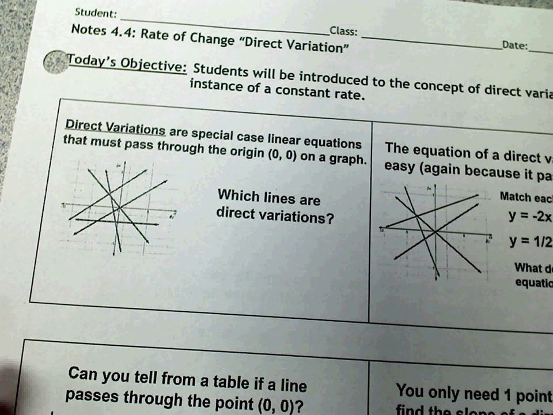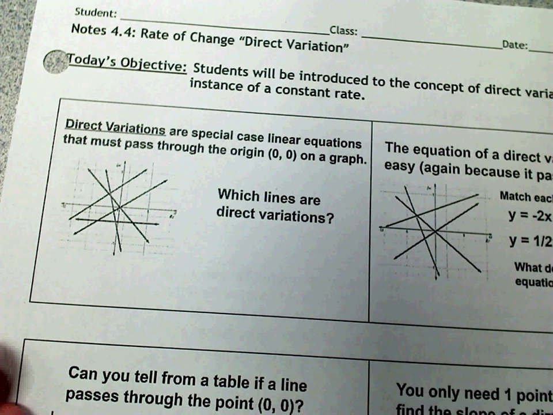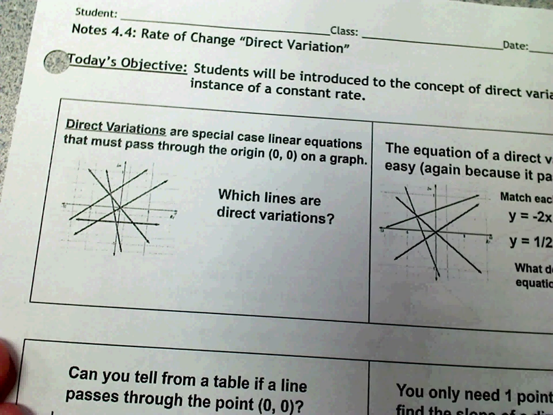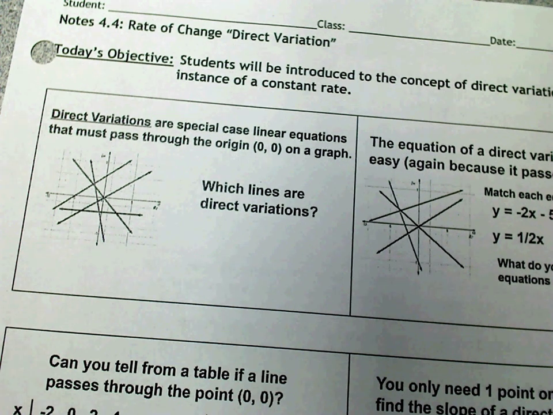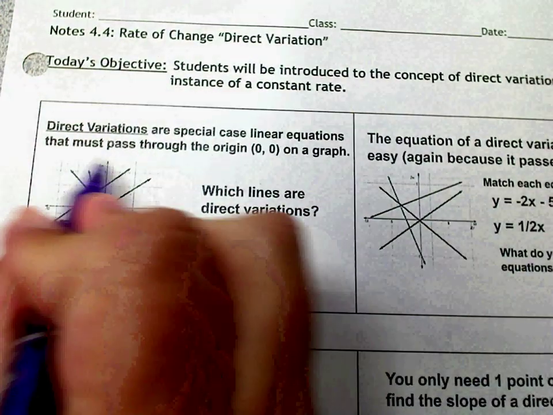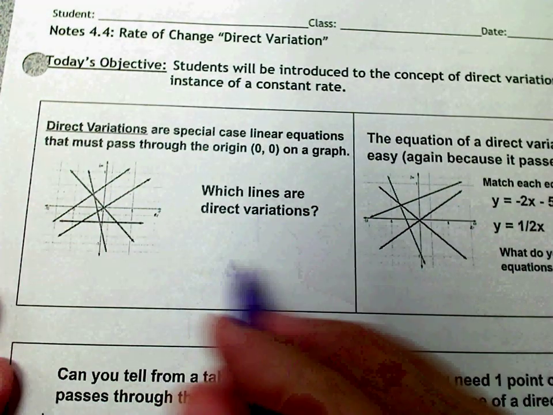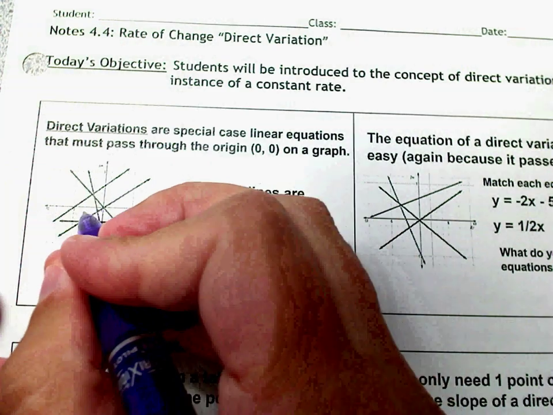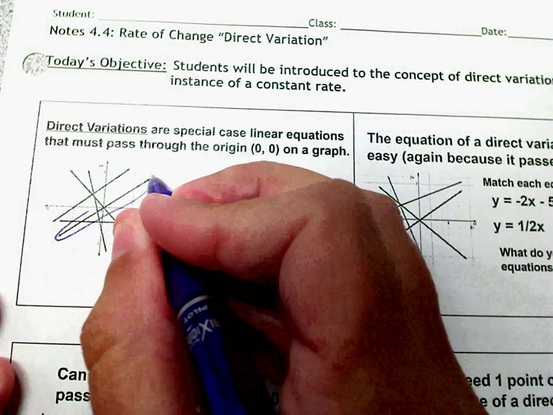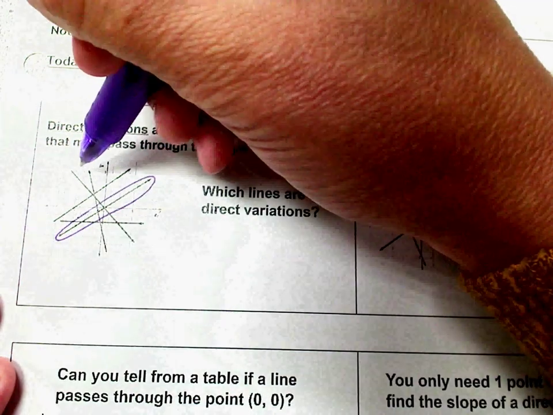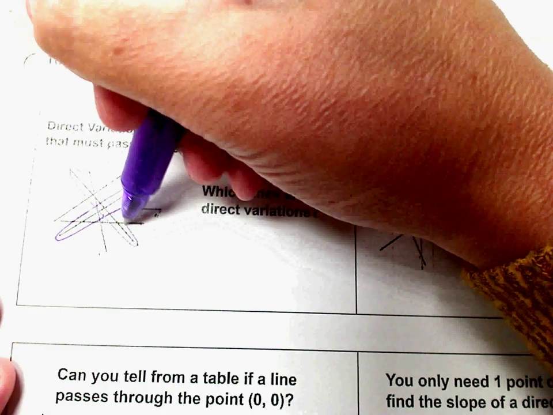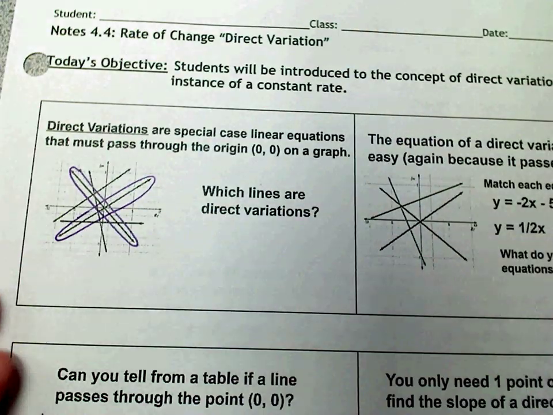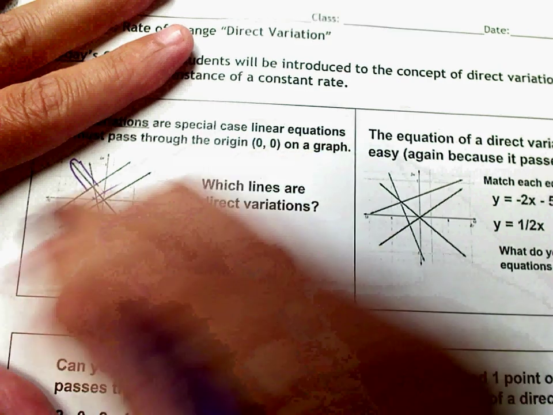Okay, so direct variation is a linear function, which is a line, that goes through the origin. That is the main concept of direct variation. So if these are all different lines, and it says which lines are direct variation, that would be this one right here, and this one right here.